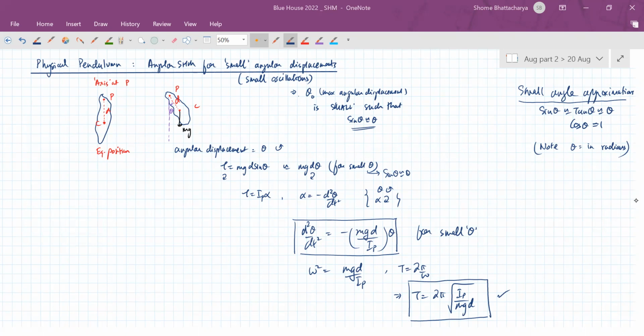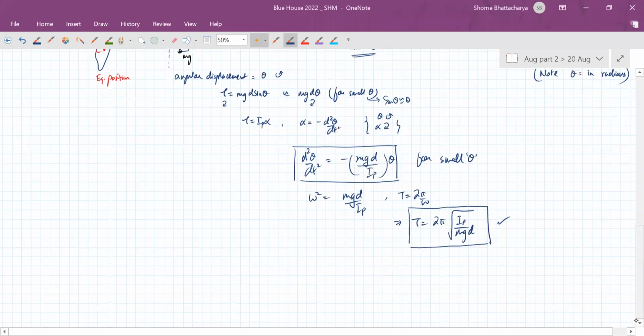Jagannath, hope the small angle approximation concept is clear. What happens if we give a large angular displacement? It will still oscillate, because it has the mean position and there is a restoring torque. But that oscillation will not be harmonic. The theta versus time will become some other type of curve. That is the only difference.